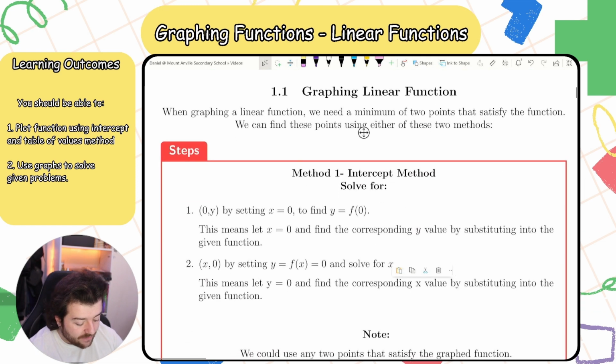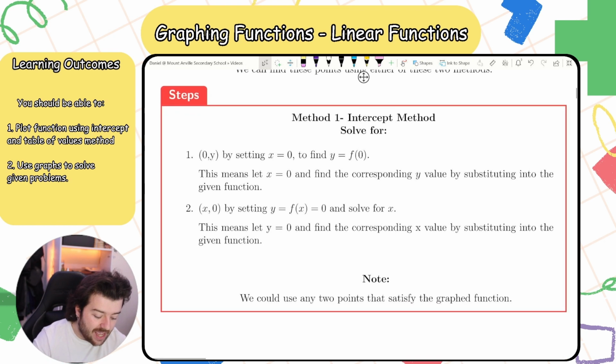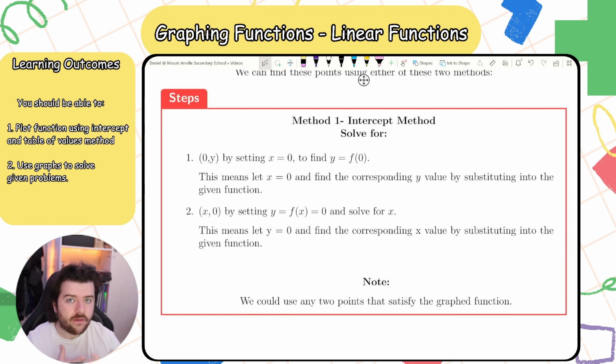So how to graph a linear function? We've come across some methods before. When graphing a linear function, we need at minimum 2 points to satisfy this equation. We just need 2 points. That's it, right? We can find these points by using two methods. The first method here is the intercept method, which we've already kind of seen before, I believe. This just involves finding the x-intercept and finding the y-intercept. They're my 2 points. Plot them out and connect them up.